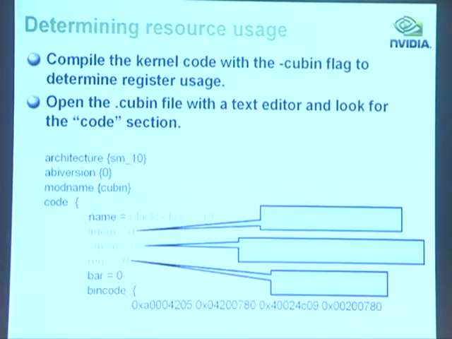When you say per thread local, what are your units there? These are bytes. Bytes, these are registers. Okay. And a register is 32 bits or 4 bytes.